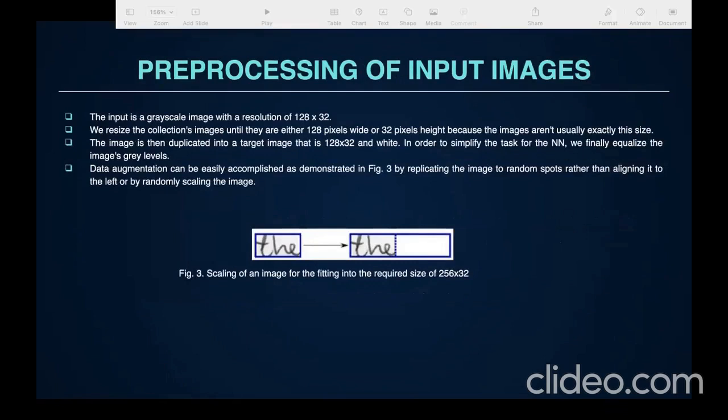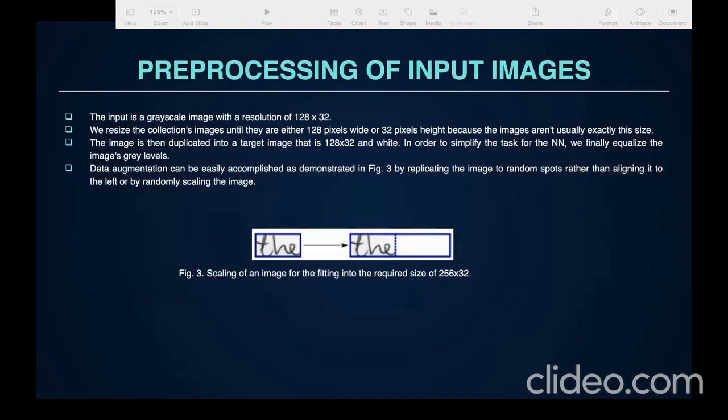Coming to the pre-processing of the input image, the input is a grayscale image with a resolution of 128 cross 32. We resize the collection's image until they are 128 pixels wide or 32 pixels height, because the images originally aren't actually of this size. The image is then duplicated into a target image, which is 128 cross 32, and we convert it to a white image.